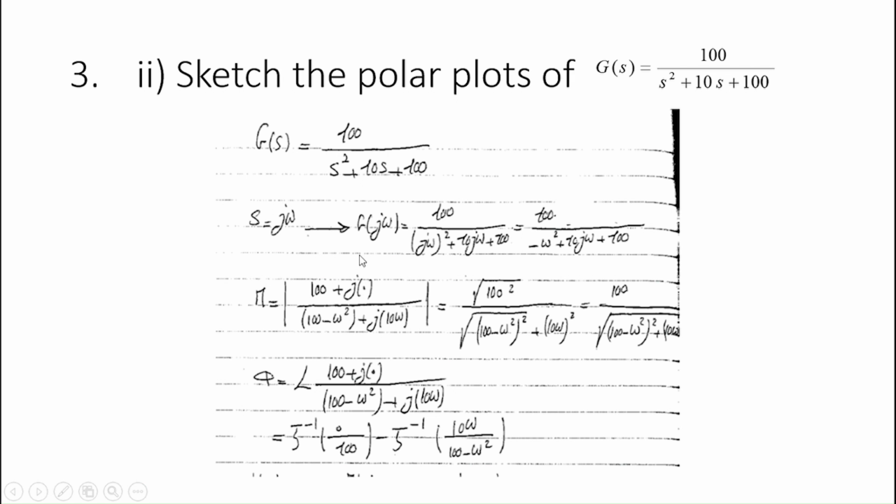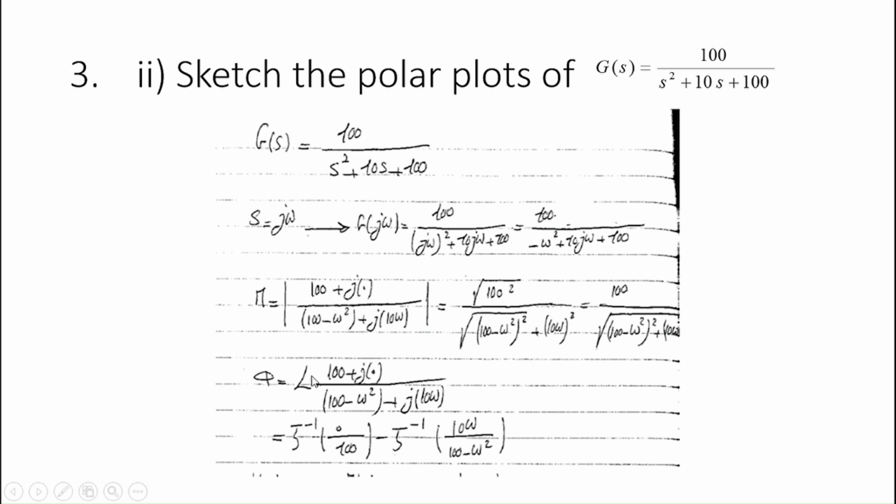So we need to find the magnitude and the phase. To find the magnitude, we have to find the magnitude of the numerator and the magnitude of the denominator. The magnitude of the numerator is 100, upon the magnitude of the denominator, which is the root of (100 minus omega squared) whole squared plus (10 omega) squared. You have to take the root of all of this. So that is your function for the magnitude.